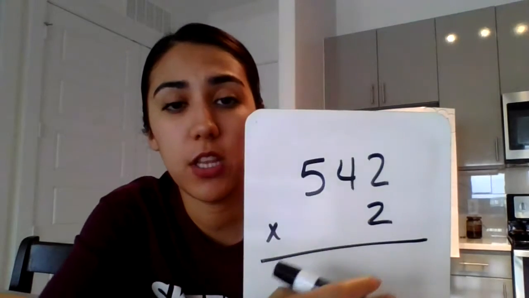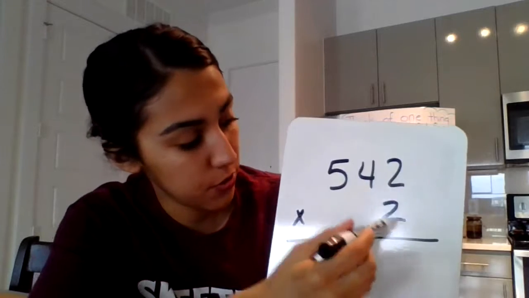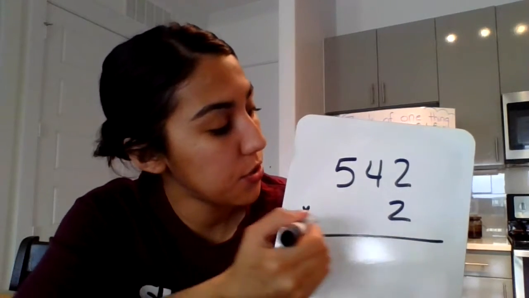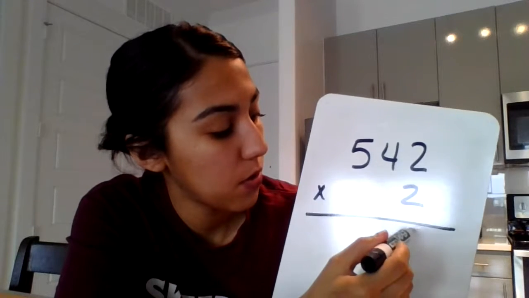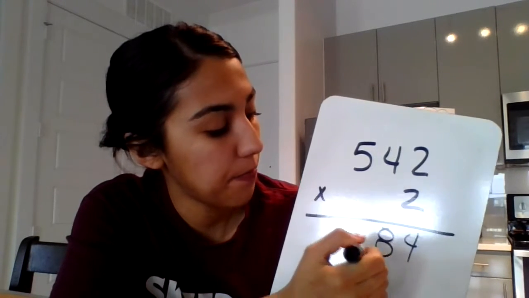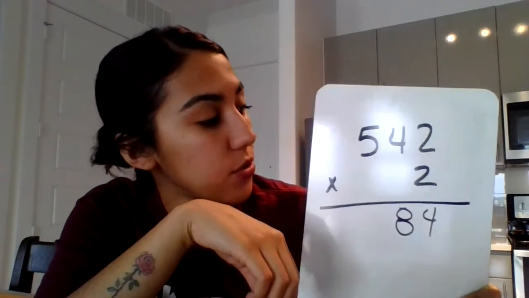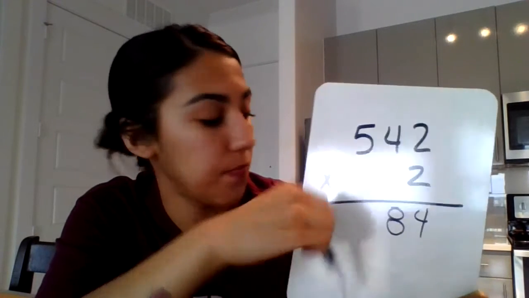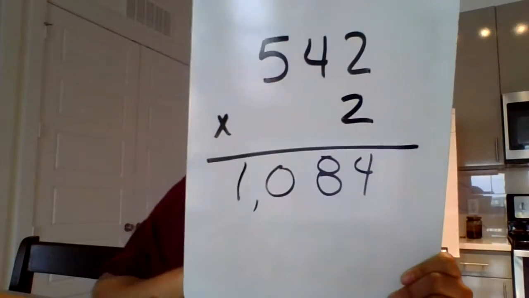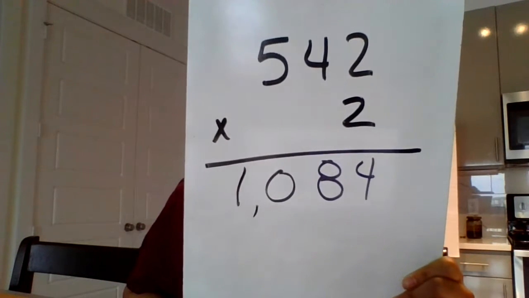And we're going to start off in the lowest place value. So it's going to be 2 times 2, 2 times 4, and 2 times 5, okay? So 2 times 2 equals 4. 2 times 4 equals 8. And 2 times 5 equals 10. Your final answer is 1,084.